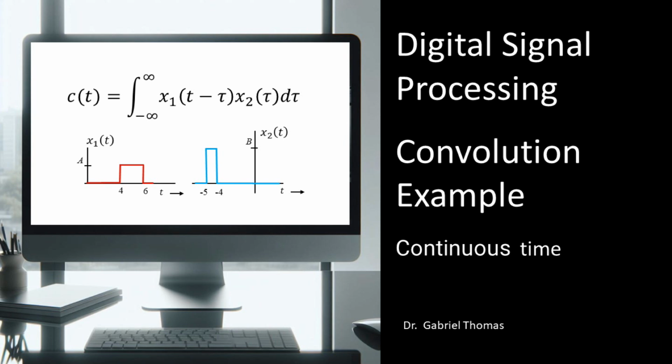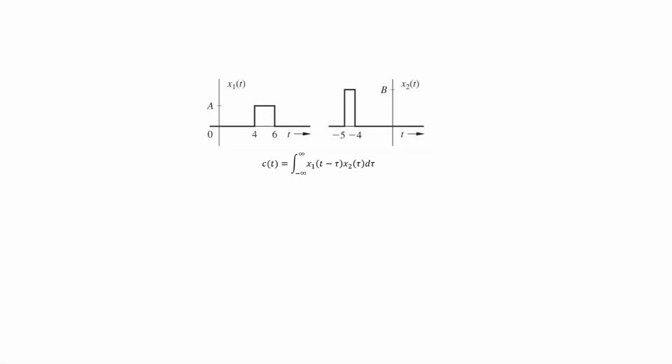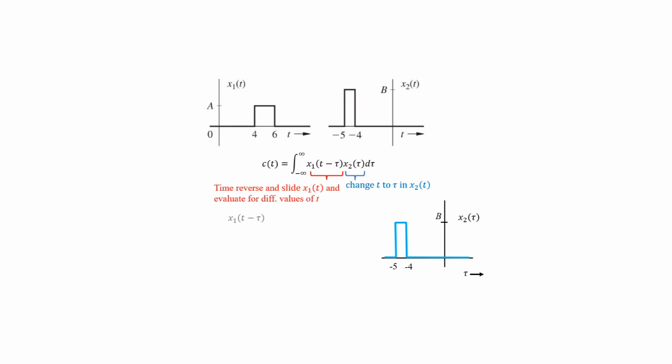We will solve the convolution integral for signals x1 and x2. The integral asks for changing x2 from t to tau. This is an easy substitution since x2 is not a function of time. Part of the integral is asking us to substitute t by t minus tau in x1. This substitution will time reverse x1 and slide it for different values of time.